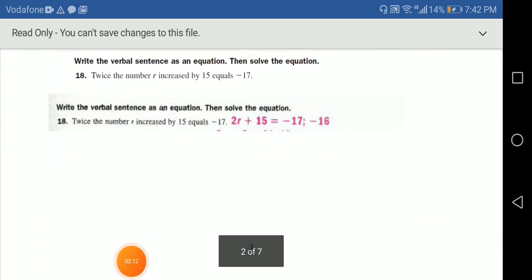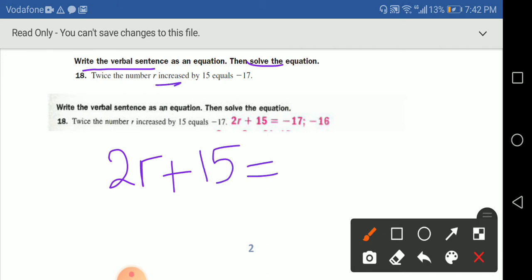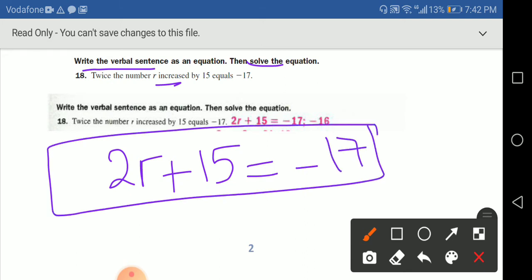Here we have another kind of question. Write the verbal sentence as an equation, then solve the equation. So we have two parts for the question. Write the verbal sentence. Twice the number r increased by 15 equals negative 17. So this is how we write it. And then it asks us to solve it, not just to write it.